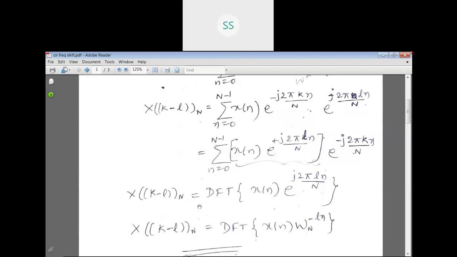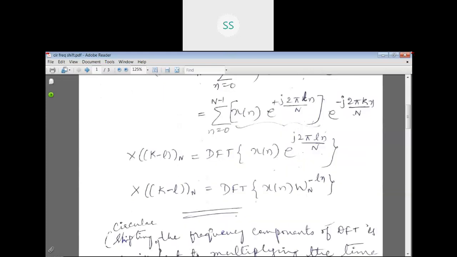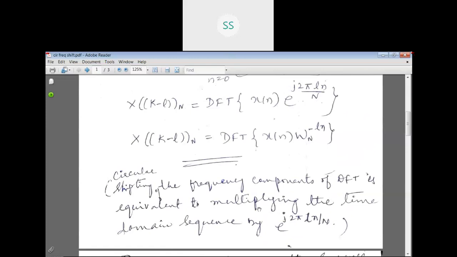The overall meaning here is that whenever x of n is multiplied by the e power j 2 pi ln by N sequence, its DFT, that is the DFT of x of n, will be circularly shifted by L number of places. Here I have written the definition also. Circular shifting of the frequency components of the DFT, that is, the DFT samples, is equivalent to what?